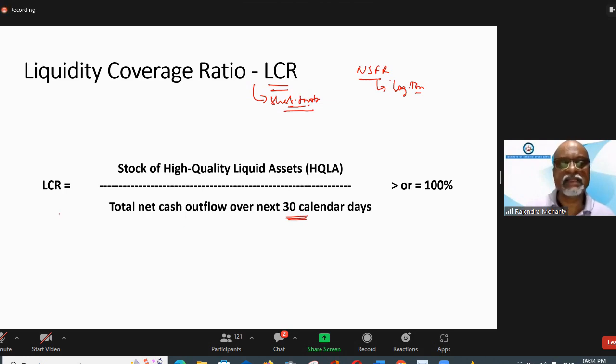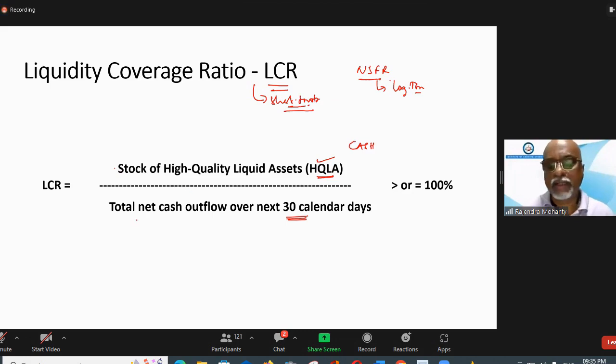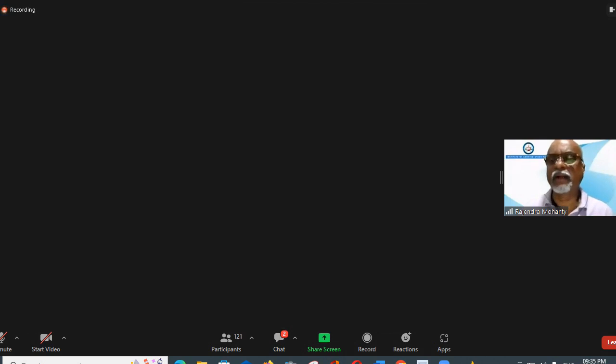Basically, LCR is given as a formula: stock of high quality liquid assets. They are called high quality liquid assets. Cash is a high quality liquid asset, and some other securities are also treated as high quality liquid assets. So what is the high quality liquid asset divided by your total net cash outflow? What you have committed that this much will be disbursed, or you want to give back to somebody. So for 30 days, what is your net cash outflow? You divide that and multiply it.